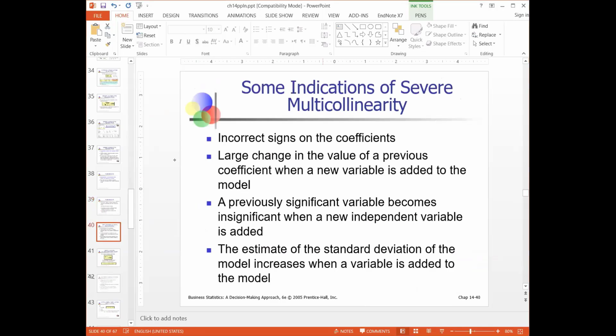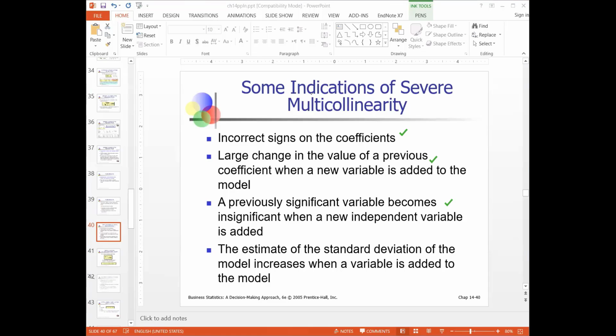So what will happen if there is high multicollinearity? You already know there will be incorrect signs. So if you add new variable, the model will change drastically because there are high errors. So significant variable become insignificant because the overlapping will increase the standard error. Okay, the estimation of standard deviation of the model increases.